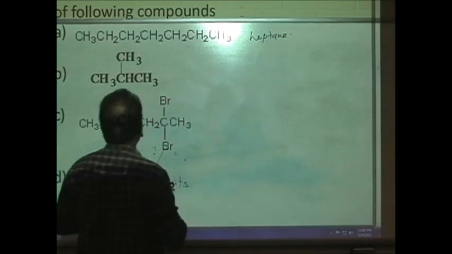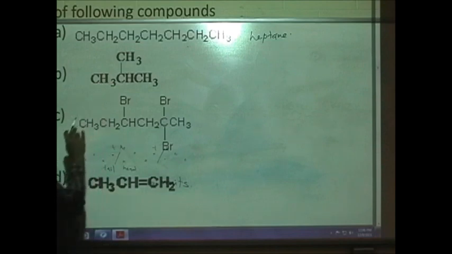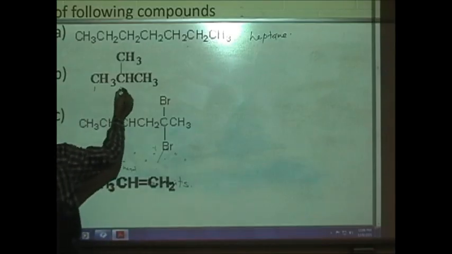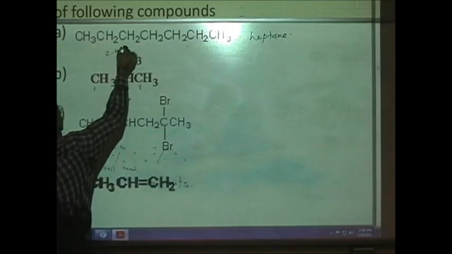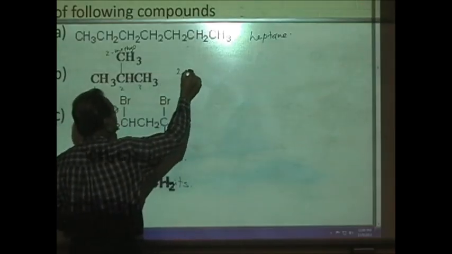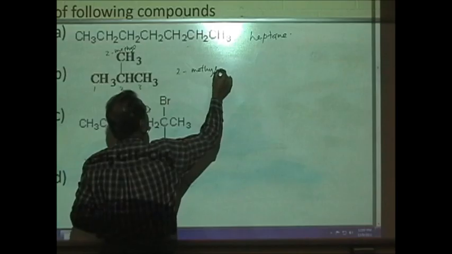Okay. Now this one is a branched alkane, right? What would that be? The longest chain is what? 3. Both ways numbering is the same, either way. Then this goes the 2-methyl, right? All right. So this is called 2-methylpropane.